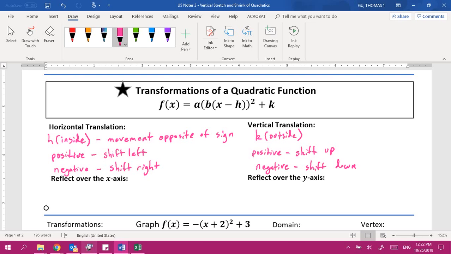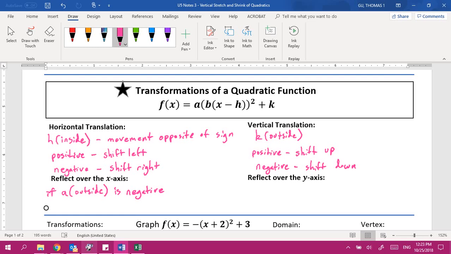Okay, so next we've got reflection over the x-axis. Which letter shows you reflection over the x-axis? It's a, that's right. But it's not just a. Okay, what about a tells you that it's reflecting over the x-axis? If it's negative. So Edgar's saying if the sign is negative. If a, which is on the outside, is negative, that tells you that you're reflecting over the x-axis.